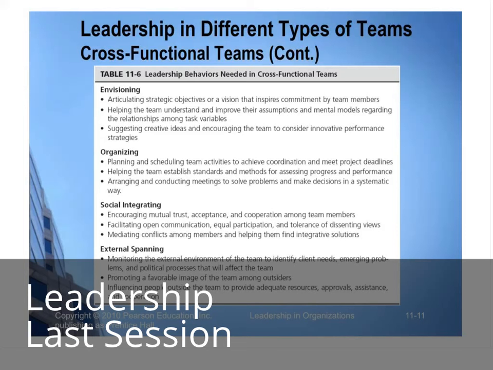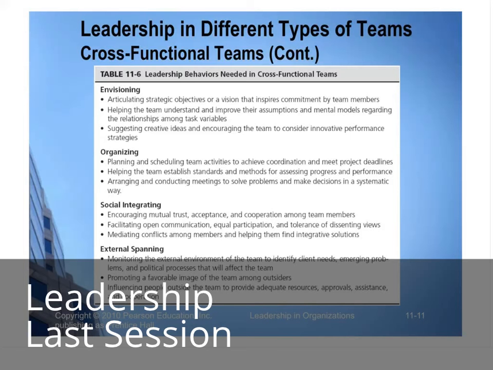And then you have external spanning. You have monitoring of the external environment, teams to identify client needs, emerging problems, and political process. So you have a team out there just looking for problems that are coming your way. You're trying to understand what's happening outside in the environment to see those effects on your end.